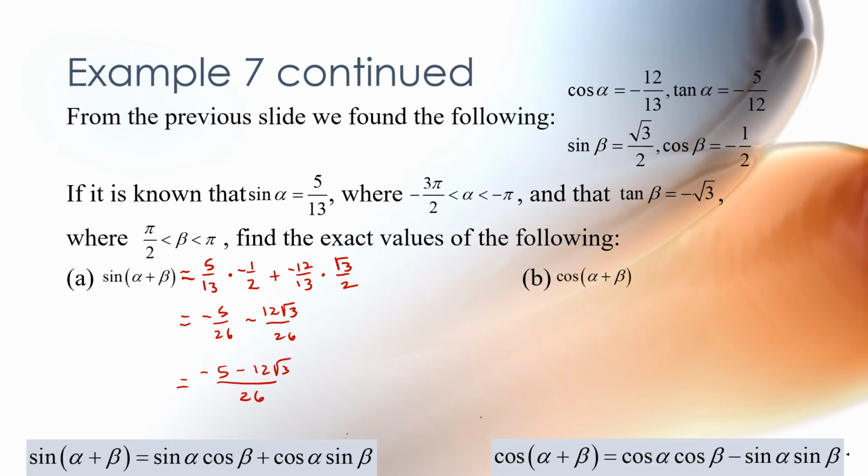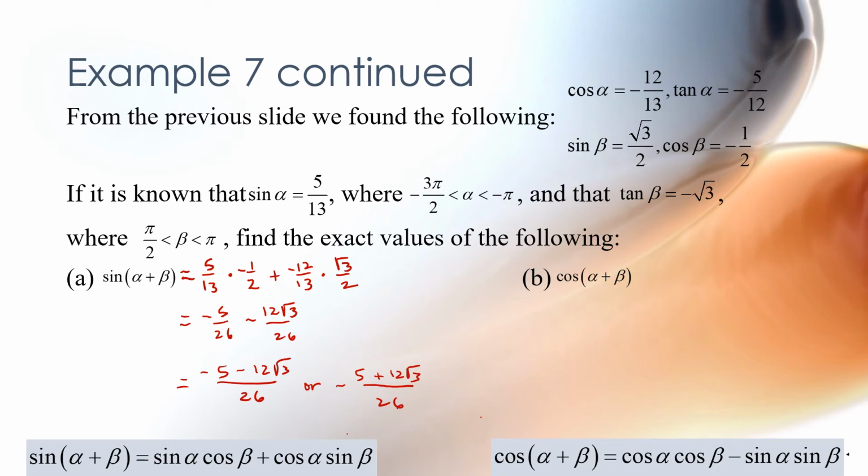Now, I would totally accept that as an answer. I suppose that we could also factor out a negative from the top. In other words, pull a negative out to the side, and that would leave me with a positive 5 and a positive 12 root 3 on the top all over 26. I would accept either one of those answers.